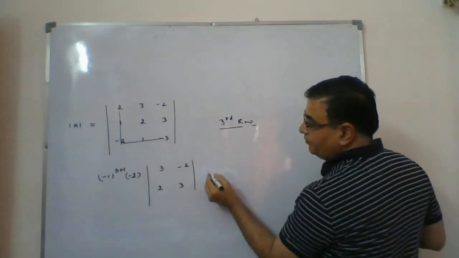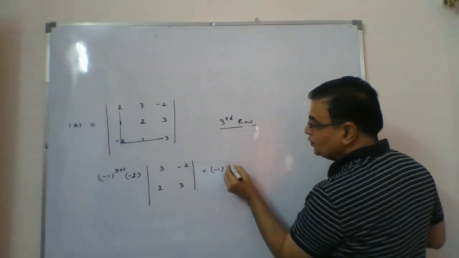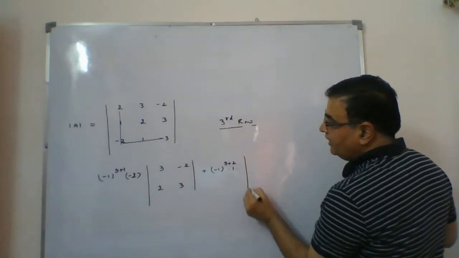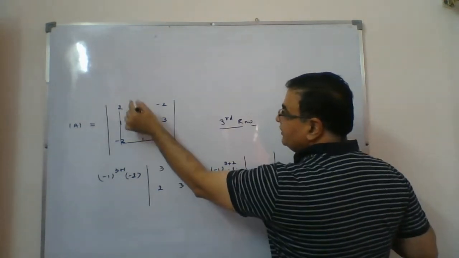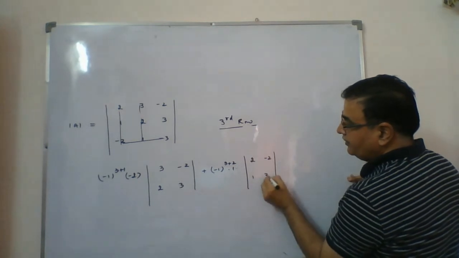Then come to the second element. So it will be plus, minus 1 power, it is 3 2, so 3 plus 2. The element will be simply 1 and then the determinant. So 1 means leave this row and leave this column. What will come? 2 minus 2, 1 and 3.